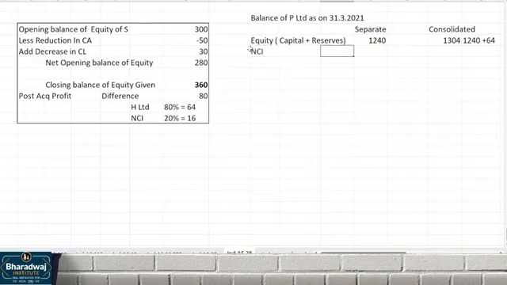NCI value. It will not come in the separate balance sheet. It will come in the consolidated balance sheet. What was the initial recognition of NCI? 160 plus share of post acquisition profit. How much is it? 16. 160 plus 16, how much will it be? 176 will come. That will be the NCI value.